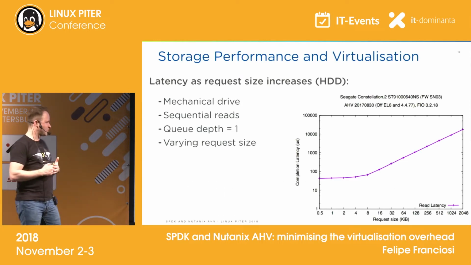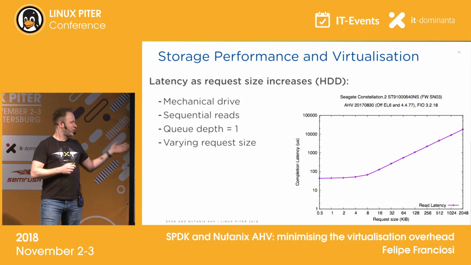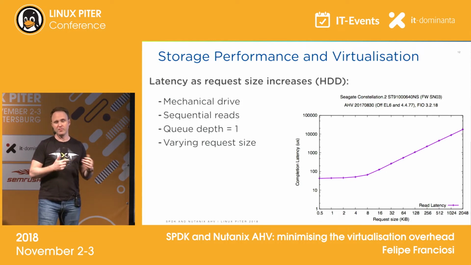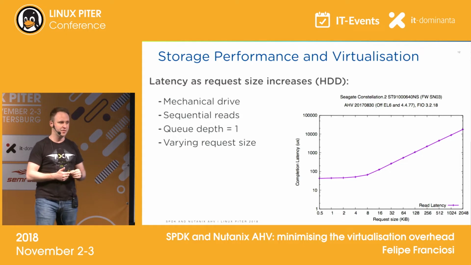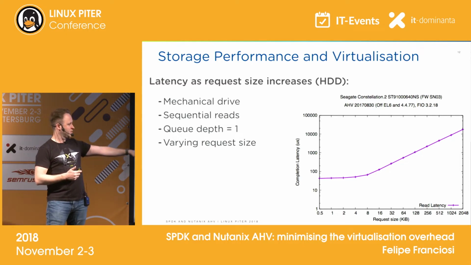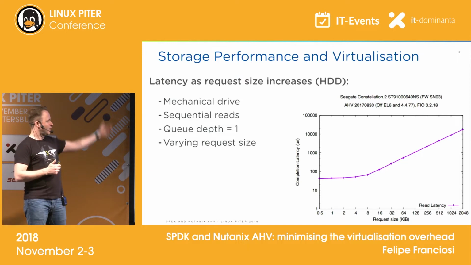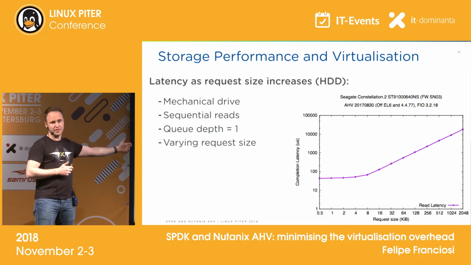So let's start with some graphs and talk about some real data. What I'm showing you here is the completion latency graph for a mechanical drive. What I'm doing is pushing this drive by submitting larger requests, but always one request at a time. My queue depth is 1. The x-axis has the request size in logarithmic scale, so I start with a single 512 byte sector, and then I keep doubling that all the way to 2 megabytes. On the y-axis, I look at the completion latency, also in logarithmic scale, in microseconds.